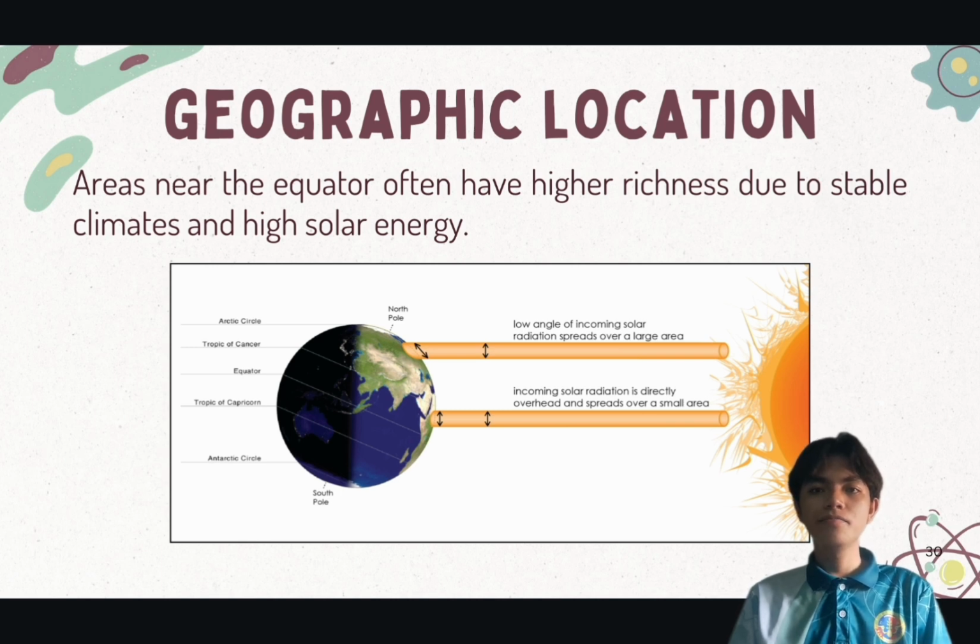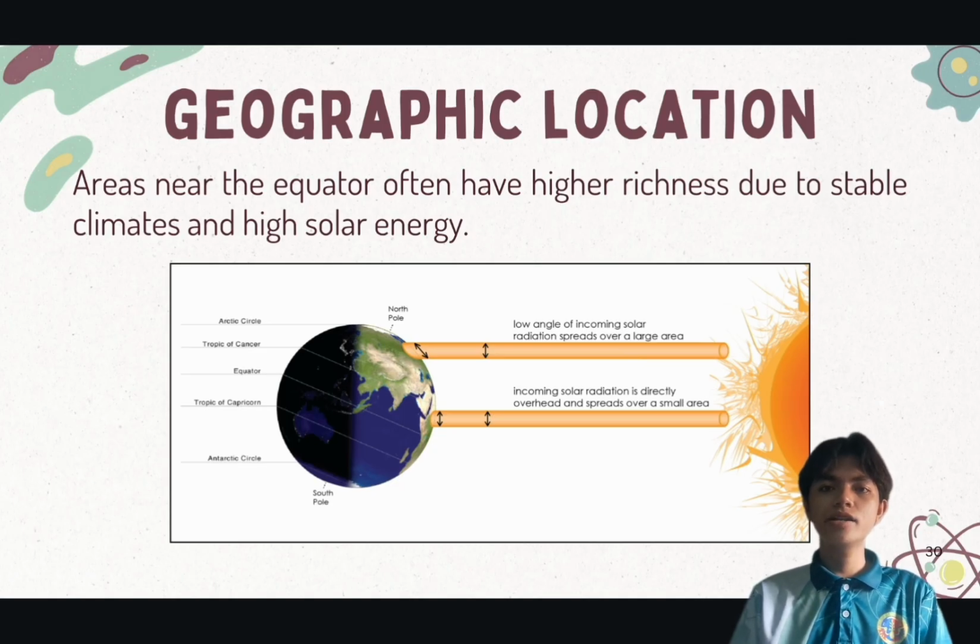For example, tropical countries like the Philippines, Indonesia, and Brazil are known for their high biodiversity. In contrast, areas near the poles are colder and experience extreme seasonal changes, which limits the number of species that can survive. Thus, locations near the equator tend to have higher spatial richness.